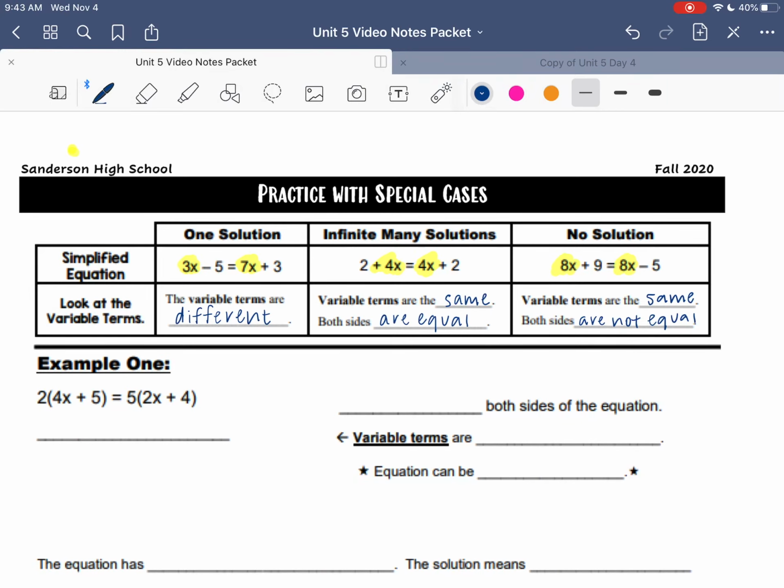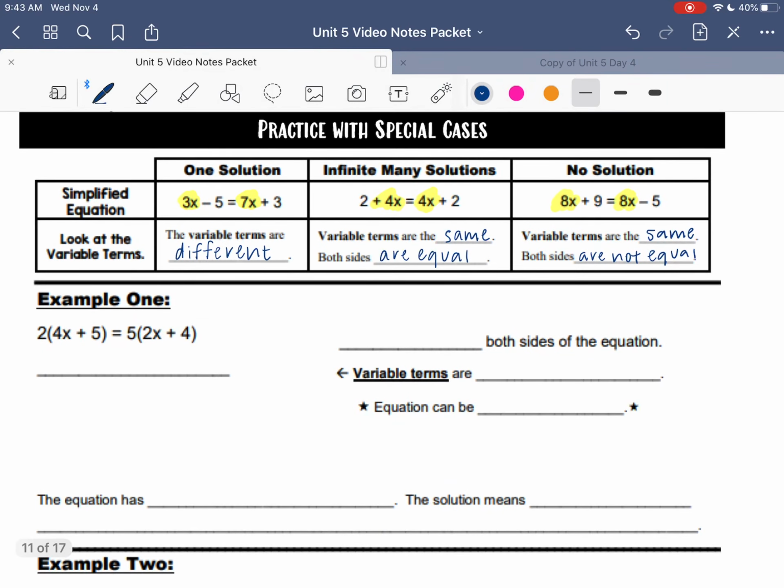So let's jump right in with an example. I'm going to give you just a second to copy down example 1. It says 2 parentheses 4x plus 5 equals 5 parentheses 2x plus 4. Our very first step is going to be to simplify. And when we say simplify, we mean get rid of parentheses, we mean combine like terms, neaten it up so that one side has just a variable and a constant or a number, and the other side also has a variable and a constant. So in this particular example, I need to neaten up first by distributing.